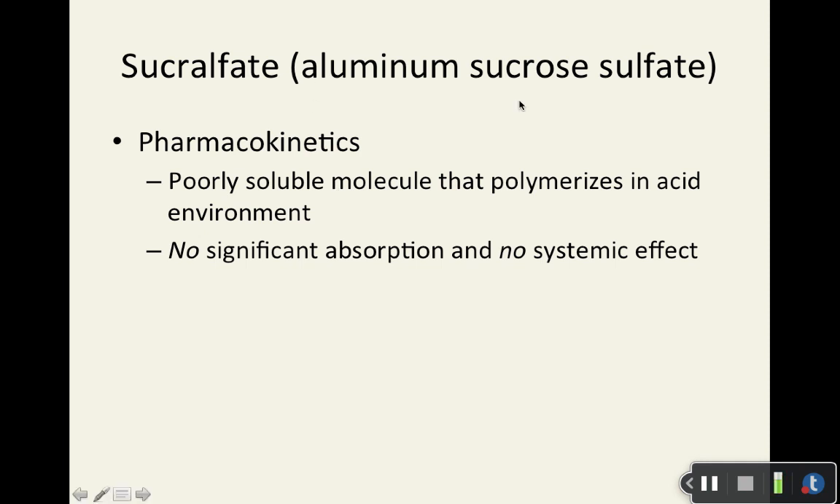So first we have sucralfate, which is the chemical name here, aluminum sucrose sucralfate. For testing purposes, just sucralfate is fine. The kinetics here, I normally don't make you guys memorize those, but in this instance it is important, because it is poorly soluble. So it actually polymerizes, which means it forms little chains and a net-like structure in the acidic environment. So you don't get absorption. You have no systemic effects. You don't have to really worry about absorption and then adverse effects and organ damage, etc.